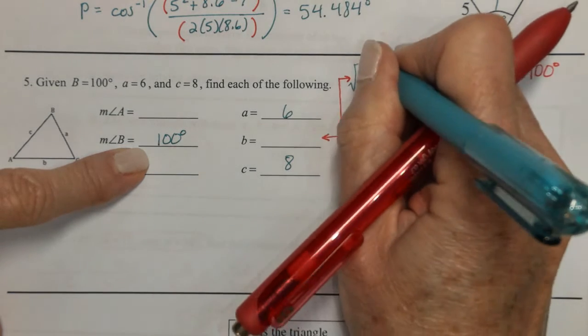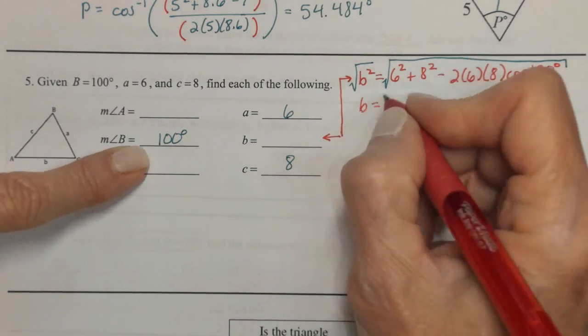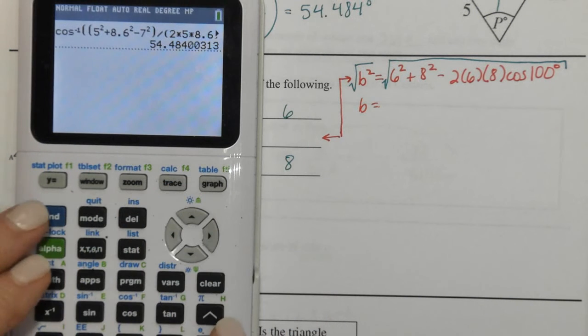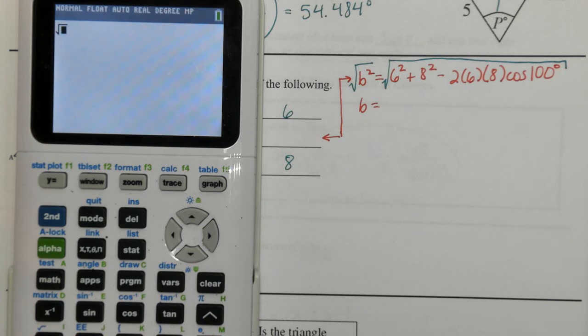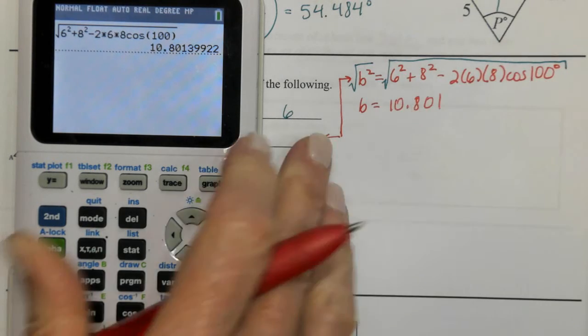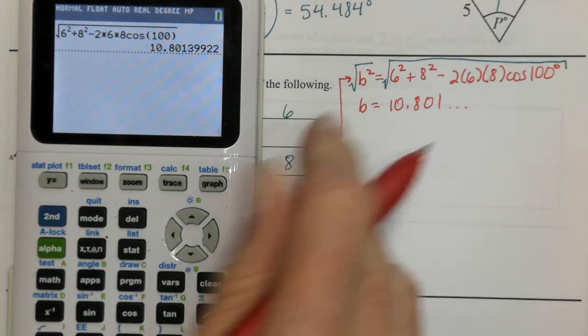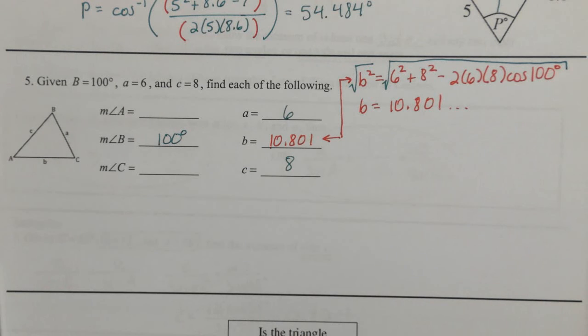Square root both sides, and B will equal the square root of 6 squared plus 8 squared minus 2 times 6 times 8 cosine of 100. B is 10.801 dot dot dot if we have to use it. I don't know if we'll have to use it, but I'm going to write 10.801, but know that that is not exact.